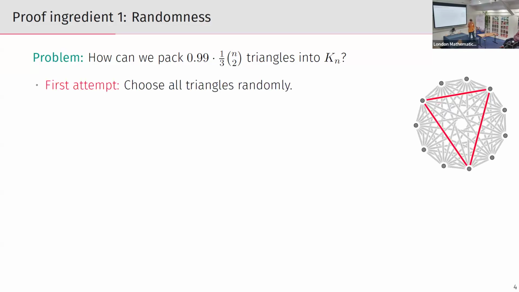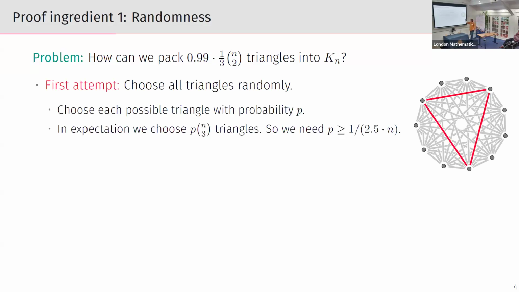And we want to do something random. So maybe the first attempt is to just choose random triangles. What does it mean? I have all my possible triangles here, and for every triangle, I say, with probability p, you're present. And I can choose my p appropriately. That won't work, but let's do it anyway so that we see what happens. If we do that, then in expectation we choose p times n choose 3 many triangles. And that means we need p of the order 1 over n. You can ignore the constant; that's not so important. But you need p of the order 1 over n so that we have a chance of getting as many triangles there as we want.